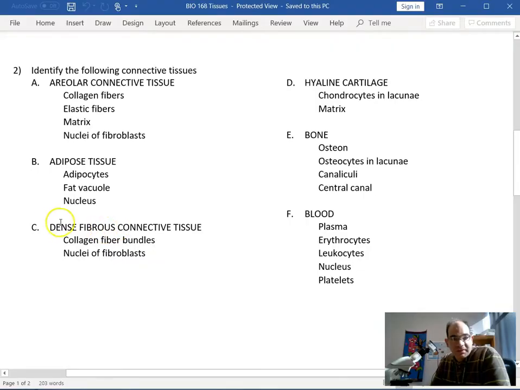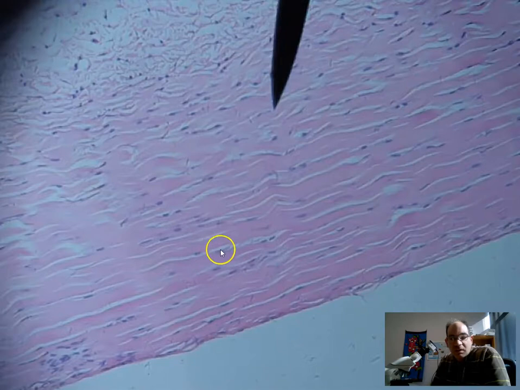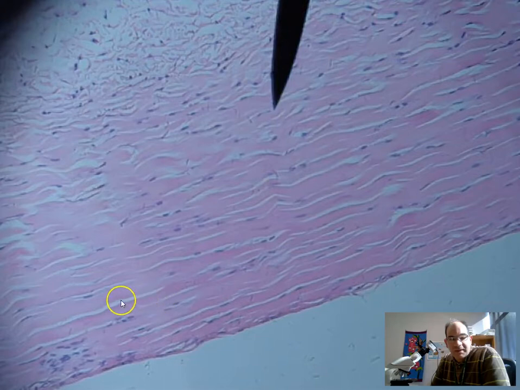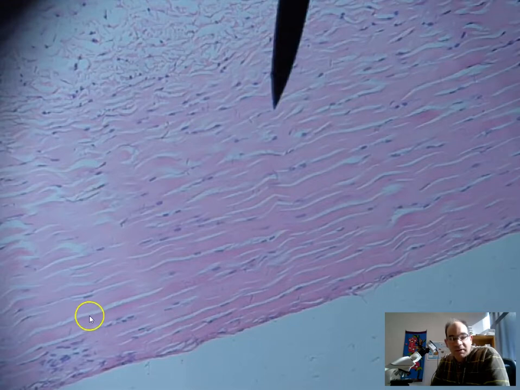Our next tissue type is dense regular connective tissue, or you may hear it called dense fibrous. And we need to know collagen fiber bundles and nuclei of fibroblasts. So with dense regular or dense fibrous, what you're looking for is you can see the fibers here, and they're stained in purple. The white is open space between the fibers. If you can imagine taking a piece of yarn and just flattening it out and spreading out the fibers, you would have little white spaces in between. That's a good clue that you're dealing with dense fibrous.